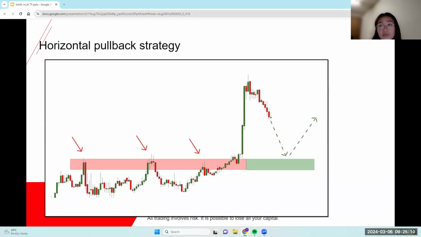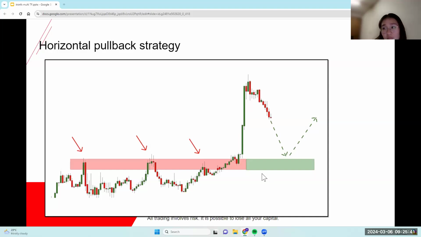So firstly, horizontal pullback. Basically, this is what we call a pullback. So you can see firstly there is this resistance. It's a swing high resistance with three swing highs. You can see that price has broken out of this resistance level. It's surpassed it, but we're expecting it to pull back or retrace back to this level. That's why we call it a horizontal pullback strategy.